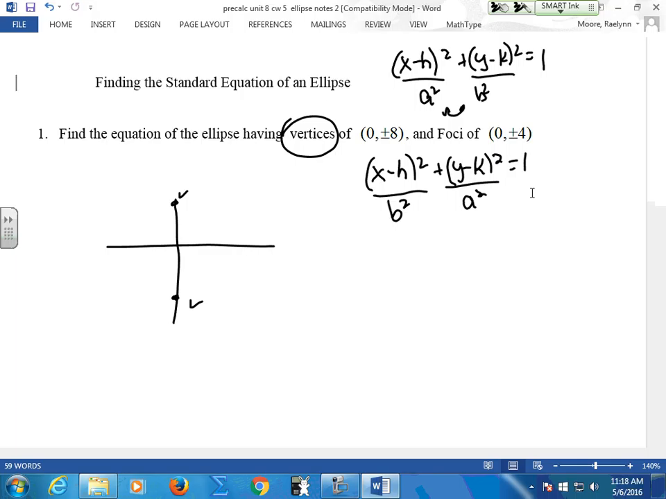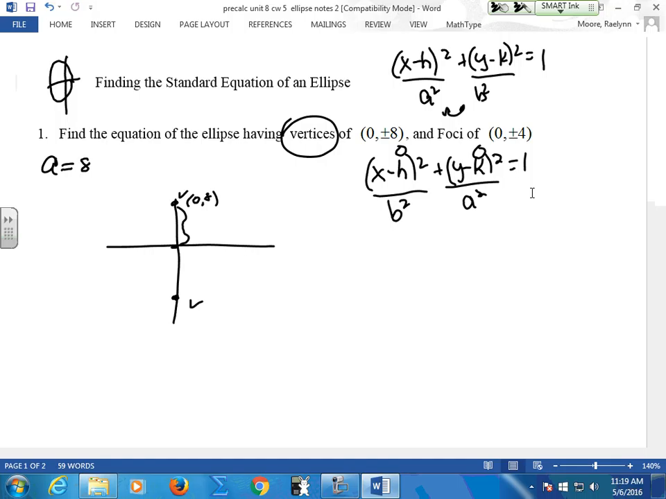Can you tell me the center of this? How do I find the center? Remember your ellipse is going to go like this, right? And the center's at (0, 0). How did you know that? Midpoint. The average between -8 and +8 is 0. So my center is at (0, 0). And the distance from my center to my vertex is what letter? A. It's the major axis, right? So how big is a? From here to 8.